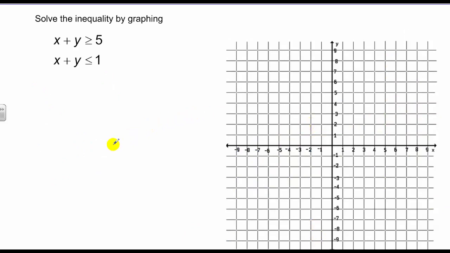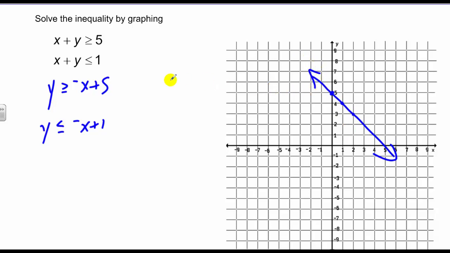Last example, we'll take and put these in slope-intercept form, so that's y is greater than or equal to negative x plus 5, and y is less than or equal to negative x plus 1. Go ahead and graph that. There's 5, down 1 over 1. Solid line to connect. Pick the sample point of 0, 0. Is 0 greater than or equal to 5? The answer is no. So I shade away from 0, 0.